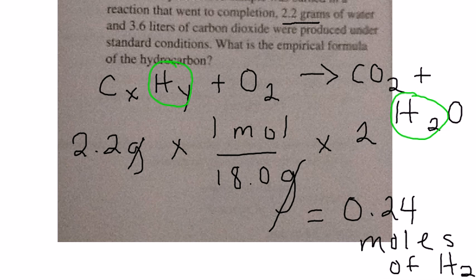Now, to solve for the carbon dioxide. They give you carbon dioxide in liters. So, keeping that in mind, they also tell you that the combustion occurs under standard conditions, which mean 1 atmosphere of pressure and 25 degrees Celsius.